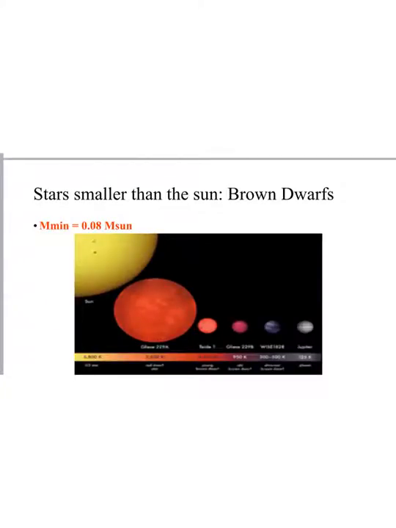And on the opposite end of that spectrum, we have stars smaller than the sun. Approximately 8% of the sun's mass, we would call that a brown dwarf. And these look very much like Jupiter.